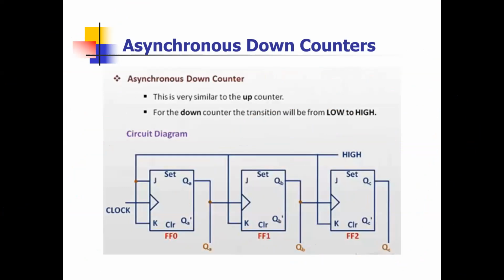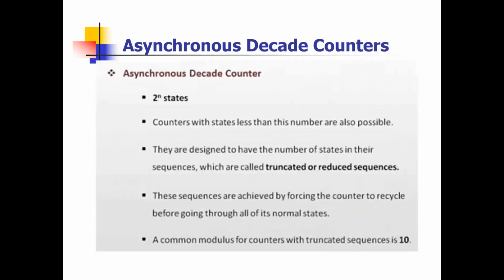Okay, so now, you know, this type of counter is called a decade counter. What is it called? Decade counter, because you are going to reduce some states. So it's called that counter. So we have done this decade counter also.